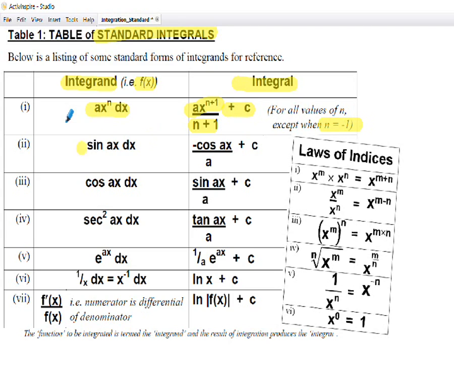Our second type of integrand, sin ax, integrated with respect to x, integrates to minus cos ax over a plus c. Cos ax, integrated with respect to x, goes to sin ax over a plus c. Sec squared ax, integrated with respect to x, goes to tan ax over a plus c. e to the ax, the exponential, integrated with respect to x, goes to 1 upon a times e to the ax plus c, or e to the ax over a plus c. 1 upon x, or x to the minus 1, integrated with respect to x, goes to ln x plus c. And finally, the first differential of f(x) over the function f(x) integrates to ln f(x) plus c. We will also use the laws of indices in this work to simplify to standard form.